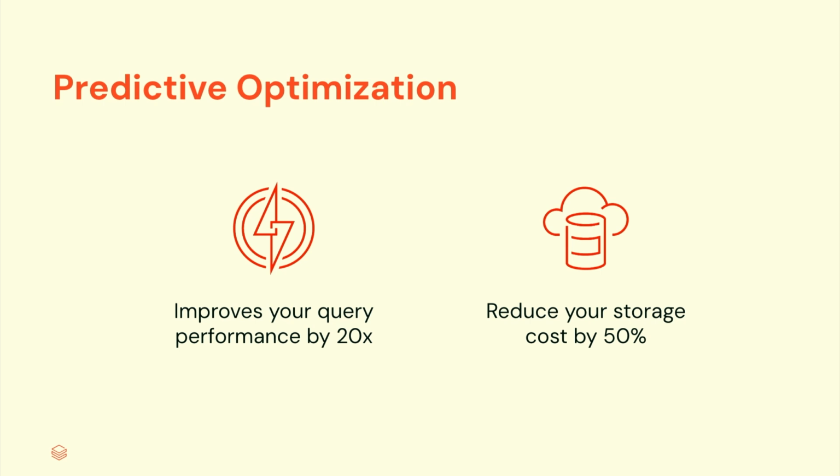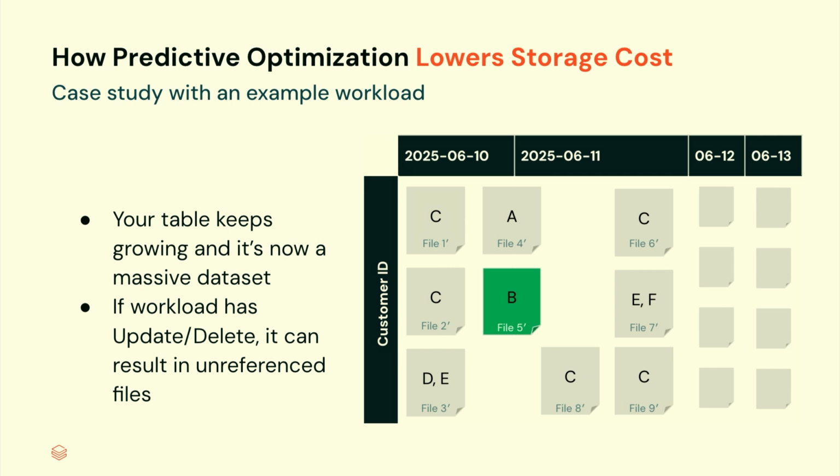Okay, that was about improving your query performance. Now let's look at how predictive optimization can reduce your storage costs in half. Back to our example table, we keep loading data every day. Let's say the table grows in size. And if your workload isn't purely append only and it tends to have updates and deletes, it can result in a lot of unreferenced files without you recognizing it. And they lead to additional storage cost.